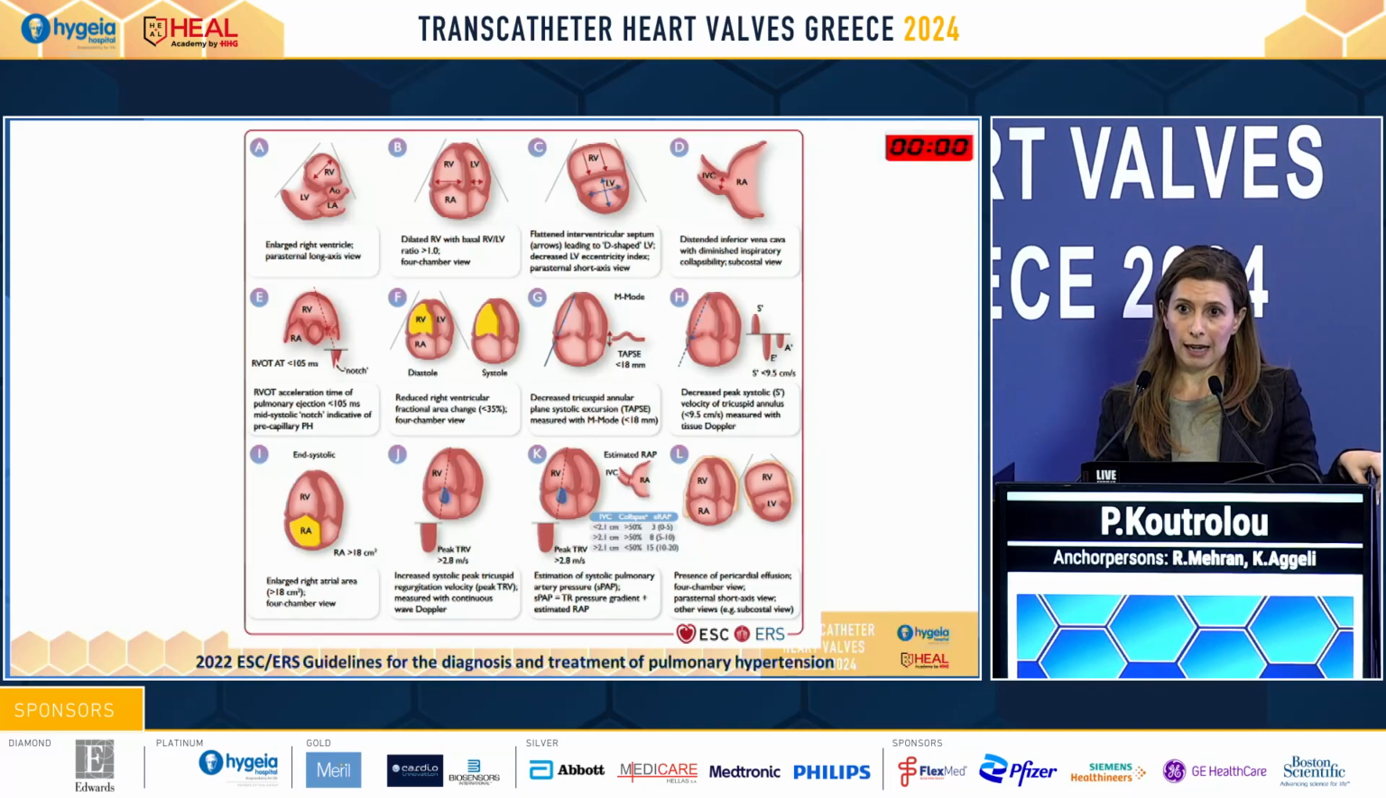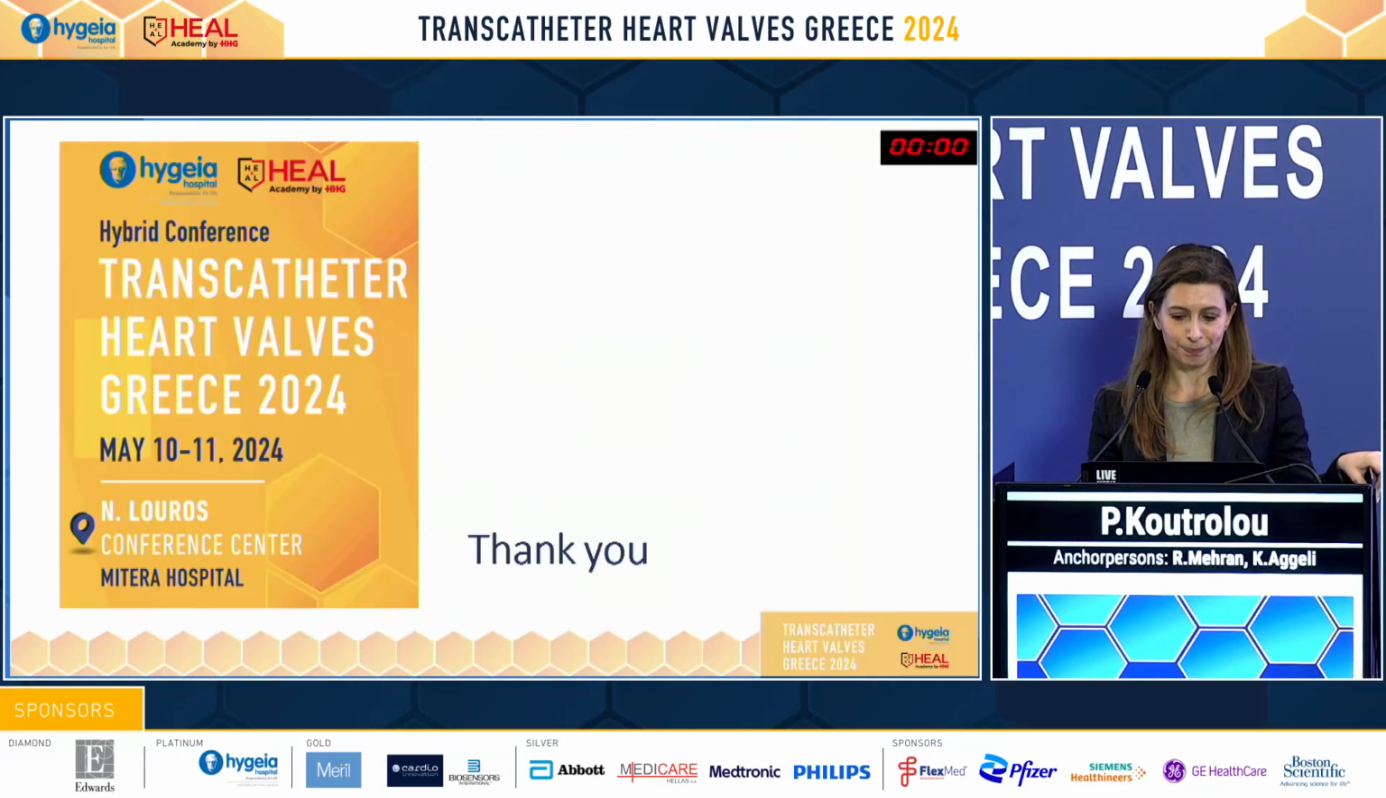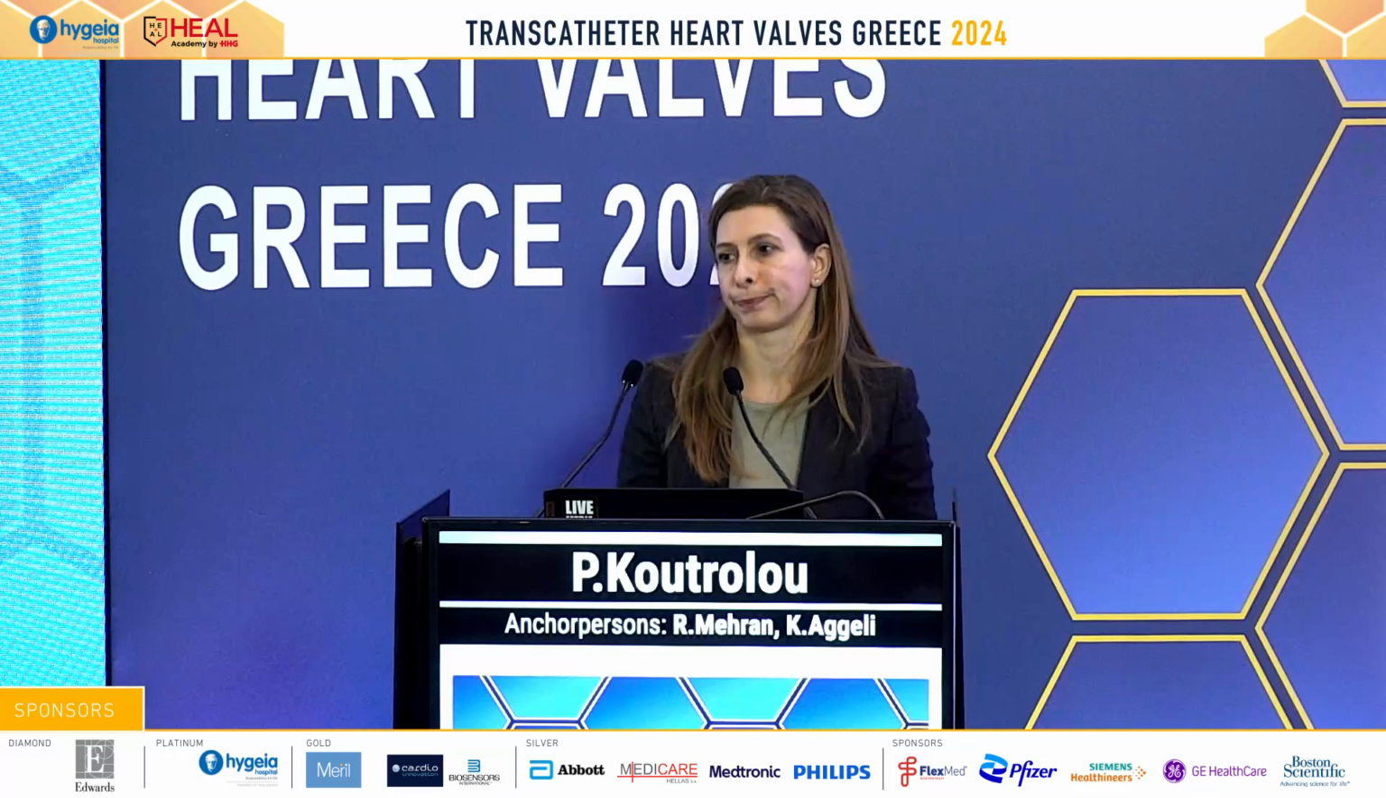Based on the recent guidelines, we cannot use TR velocity anymore. We cannot use a number that PASP gives us. We need to use a lot of things that the echo gives us in order to evaluate the RV systolic function and the PASP. Thank you so much for your time.